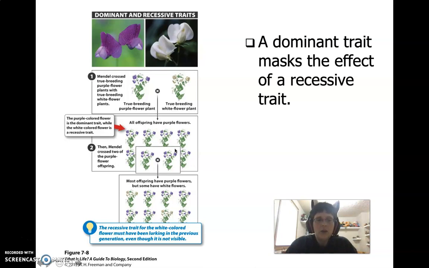And so when he then took these 2 that had both copies and bred them together, the recessive trait appeared again because it didn't have the dominant one to cover it up in all of the plants.